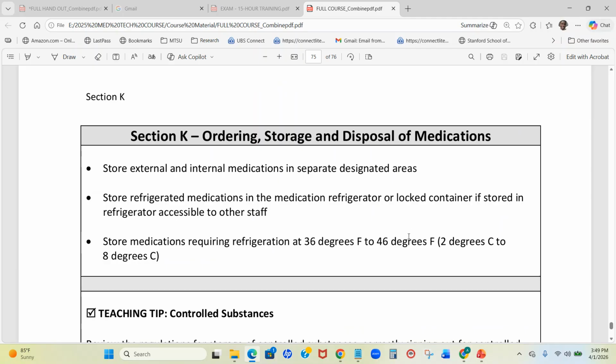Store external and internal medication in separate designated areas. Medicine that needs to be refrigerated must be in the refrigerator at all times, and it must be locked, so that no other staff who doesn't have any responsibility of giving medication should have access to it. Store medications requiring refrigeration at 36 degrees to 46 degrees. It's very important.